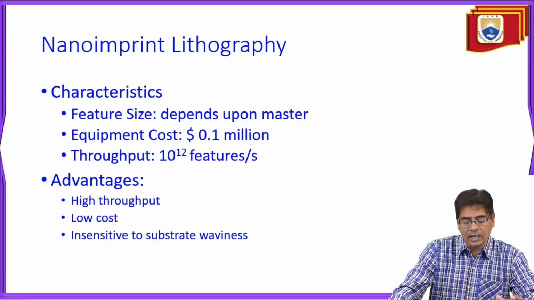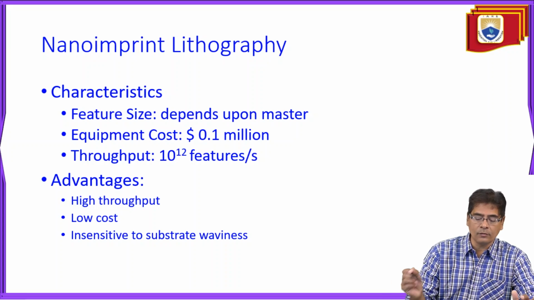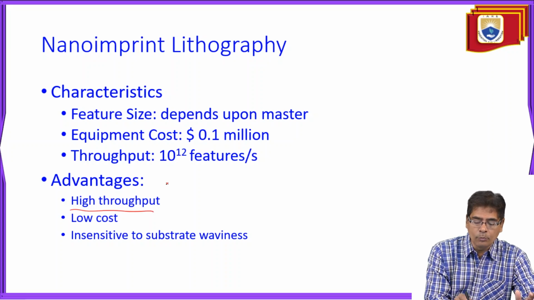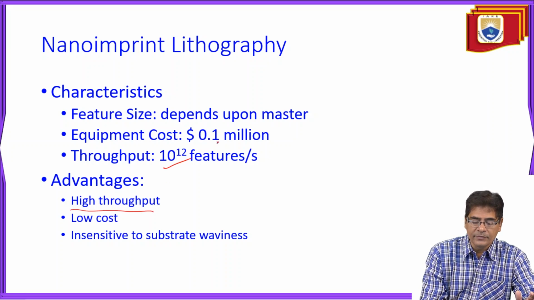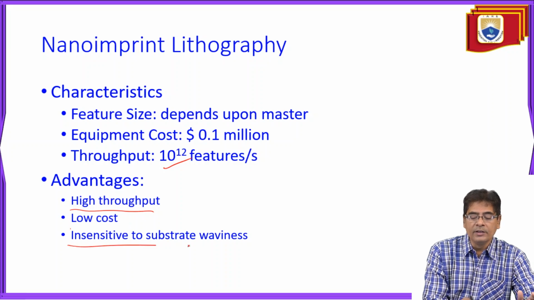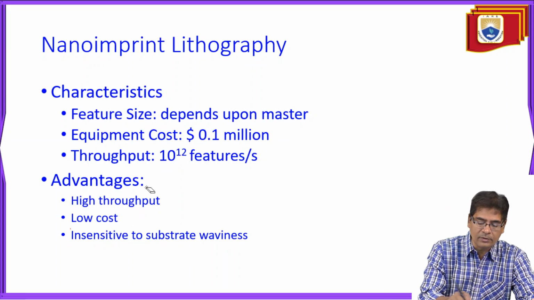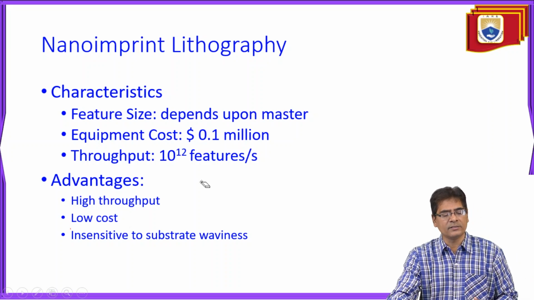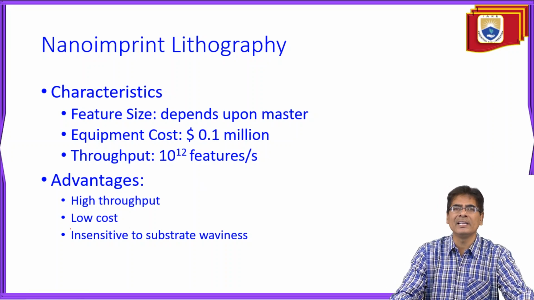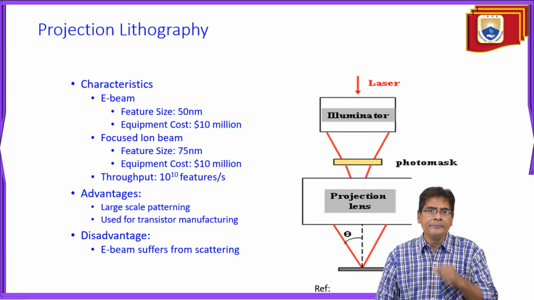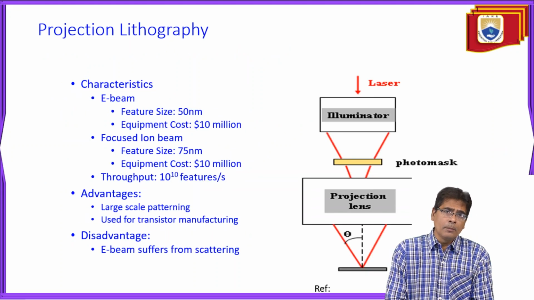The advantage is high throughput, around 10^12 features per second, right? It's low cost and insensitive to substrate waviness. So these are the different advantages of using this type of lithography, that is nano imprint lithography. And the other is projection lithography.